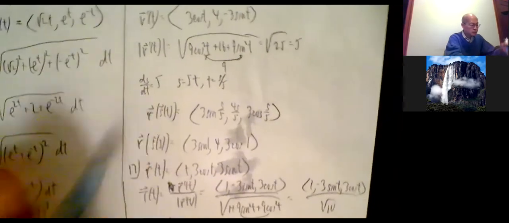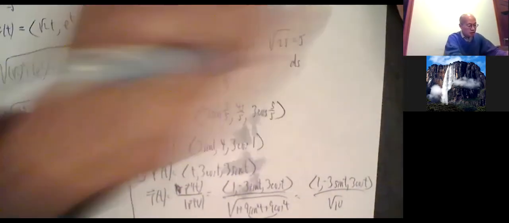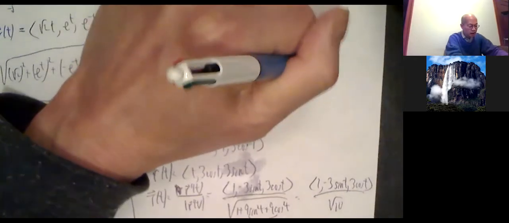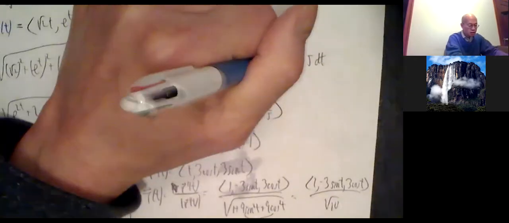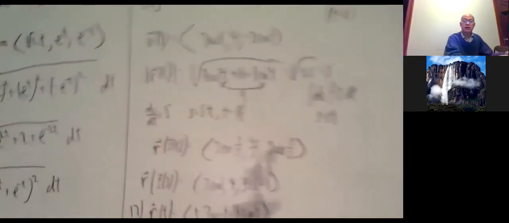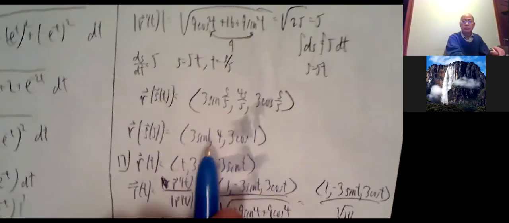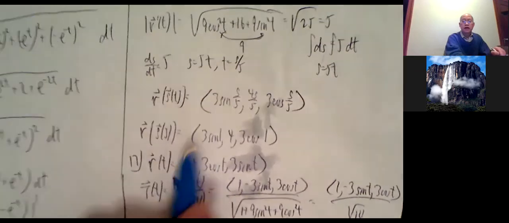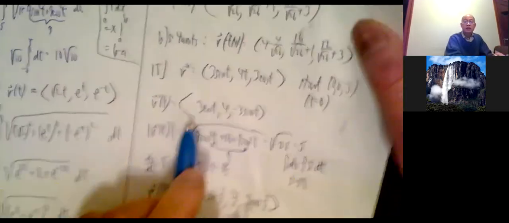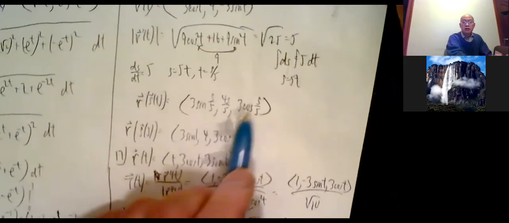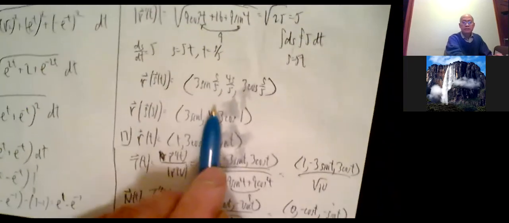Okay, if you have a hard time seeing this, if ds/dt equals 5, that means ds is 5 dt, and if you integrate both sides, then s is equal to 5t. Maybe I should have said that ahead of time. Sorry about this, I got my paper a little wet. So t is s over 5.